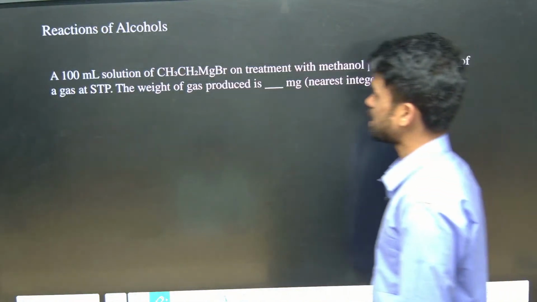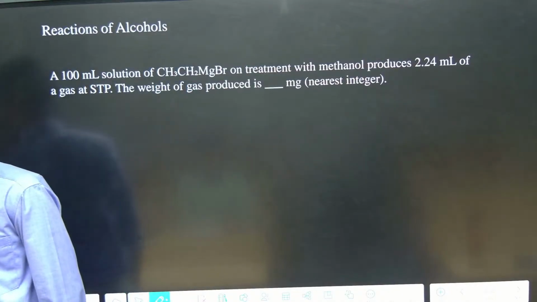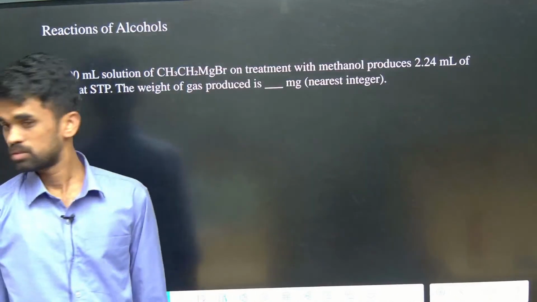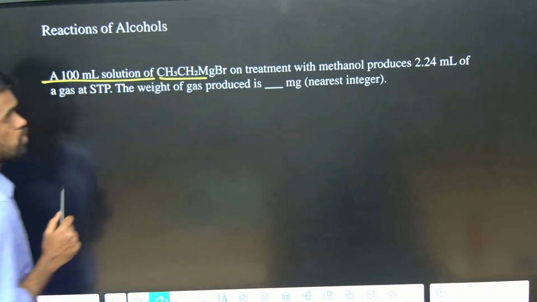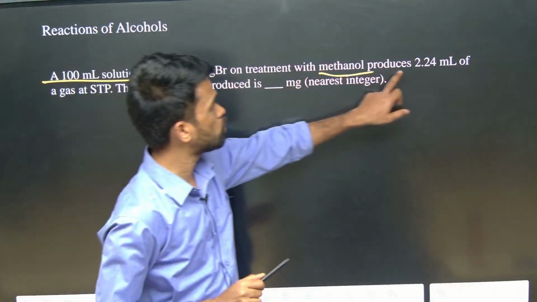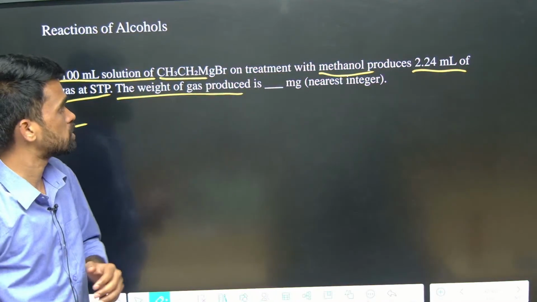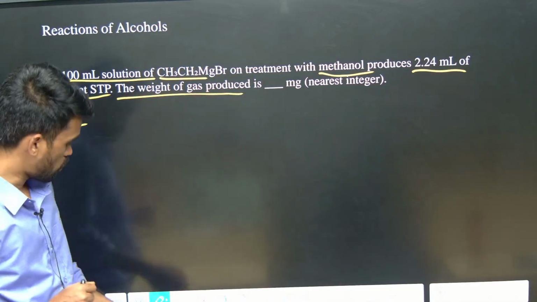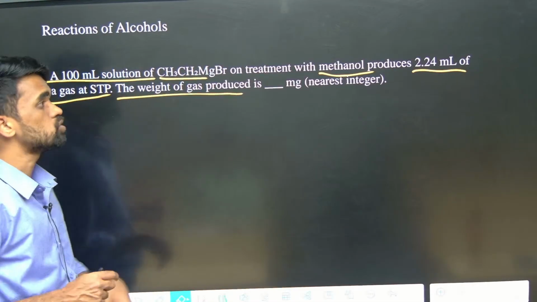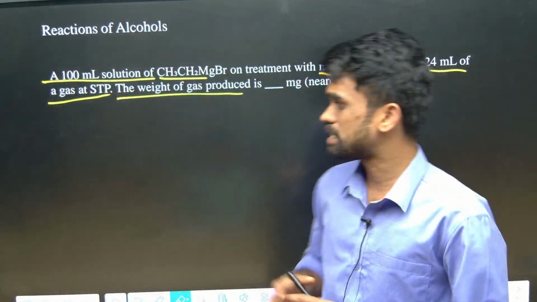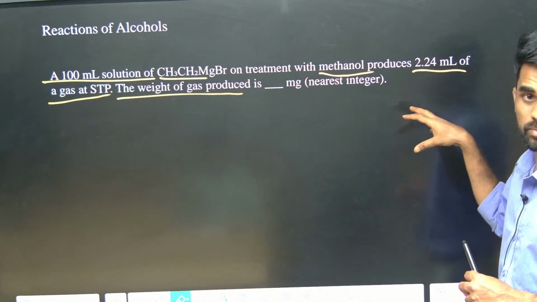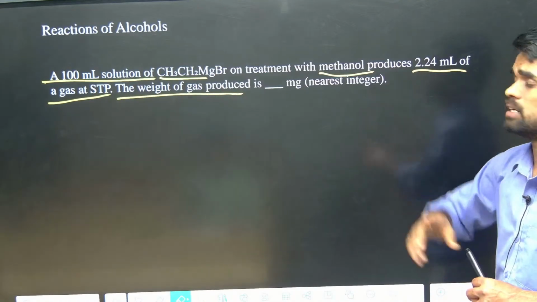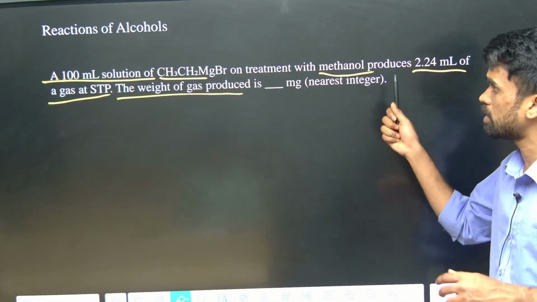Yeah. So one more interesting question here we have. Just try to answer me that. What they are saying? 100 ml of a solution of ethyl magnesium bromide on treatment with methanol produces 2.24 liter of gas at STP. What is the gas produced, or the weight of gas produced? How can you solve this? Those who are watching in the live session, just try this question. In the last class I already explained this. If you are unable to answer, go and watch my previous session on this discussion.